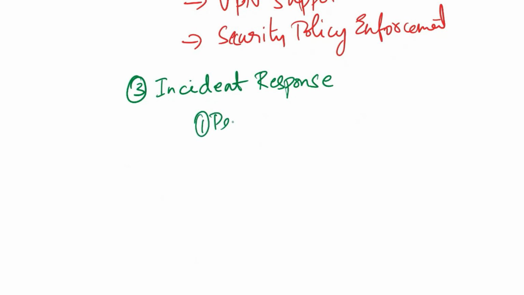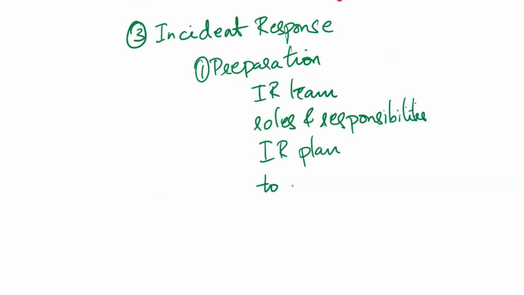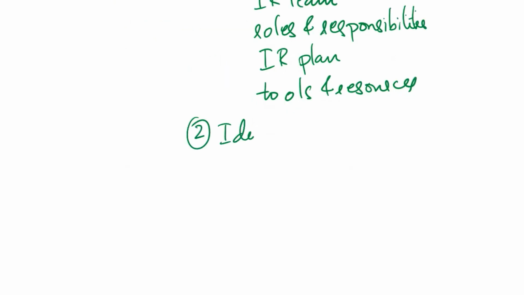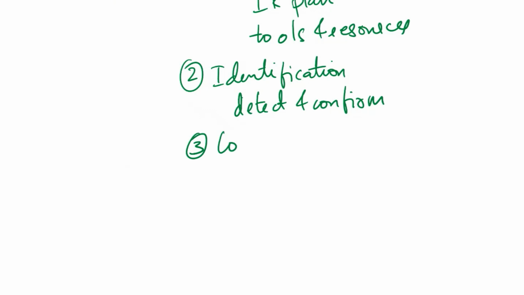First is preparation. So here you establish an incident response team, define roles and responsibilities, develop an IR plan, that is incident response plan, and set up necessary tools and resources. Next step, identification. This is the step where we detect and confirm the security incident, gather information, and classify its severity and impact.